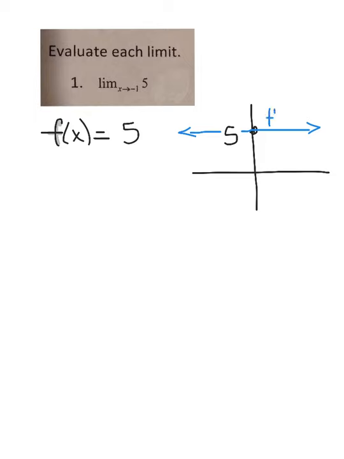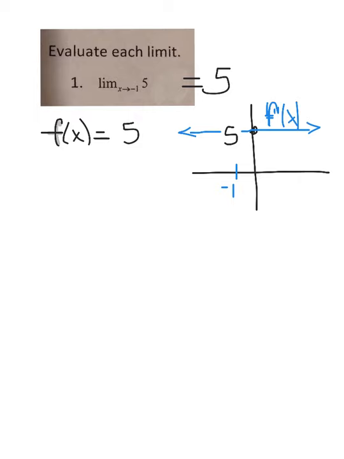So what's the limit as x approaches -1? Well, let's say this is -1. If we look at this, we can see that the limit coming from the left is approaching a y value of 5, and the limit as x approaches -1 from the right is also approaching 5. So then we can say that this limit, as is, would be 5. So that's our answer.